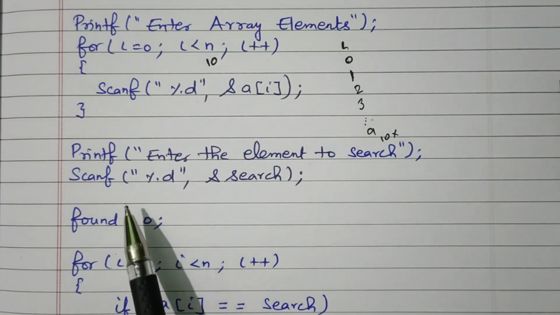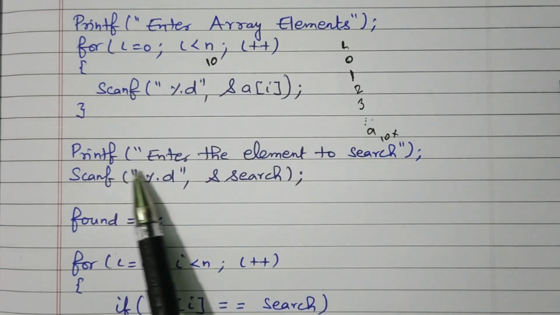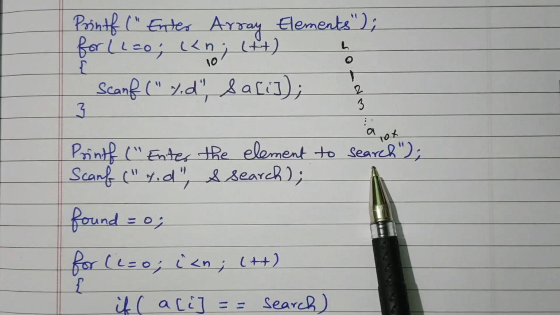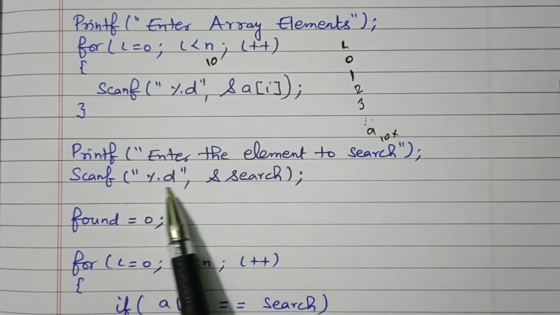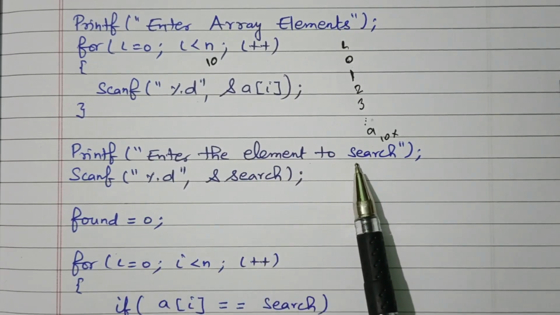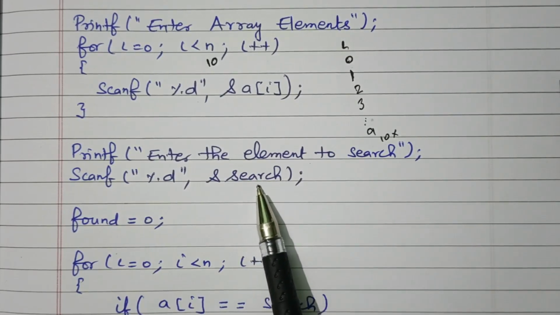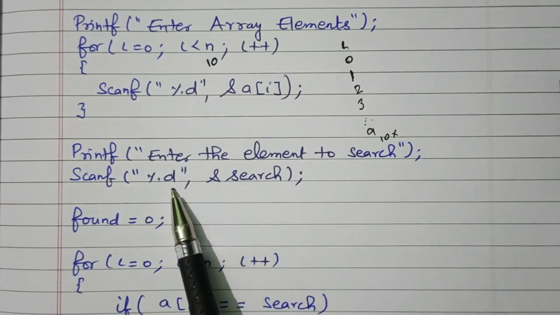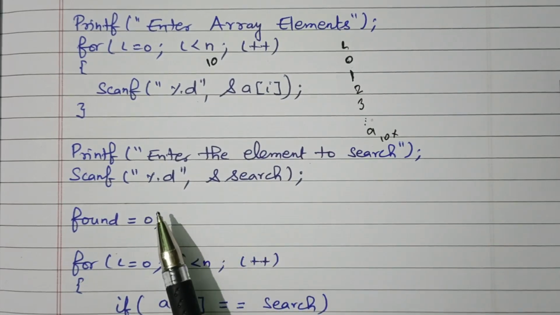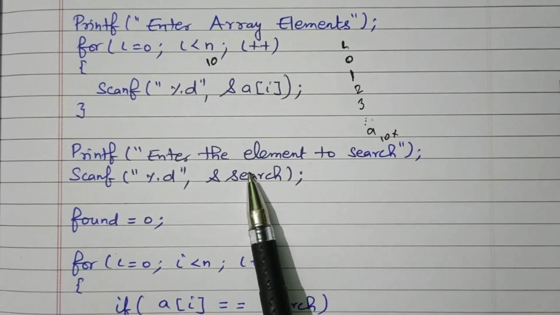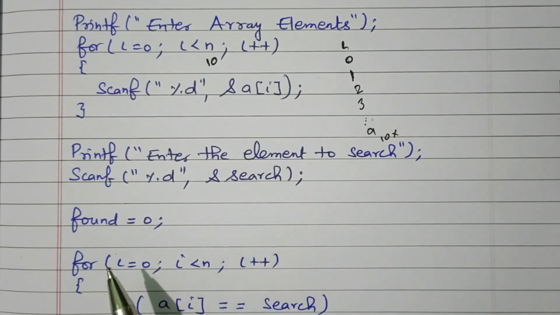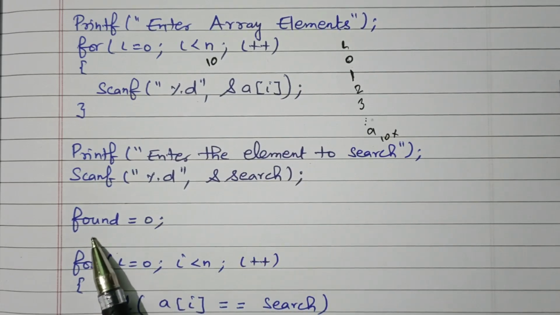Now we get the printf, "Enter the element to search". We ask the user which element they are going to search. scanf("%d", &search). The element to be searched is stored in the variable named search. %d refers to integer type. So first we got the total number of elements, then the array elements, then the element to be searched. All the inputs are now available. Now we can go for checking whether the searched element is available in the array.